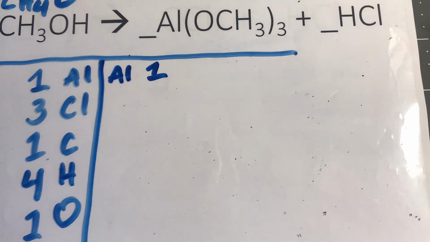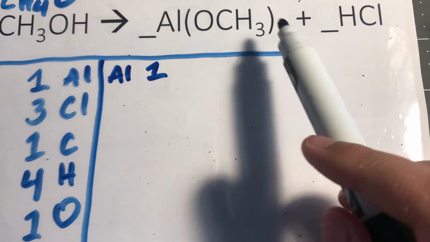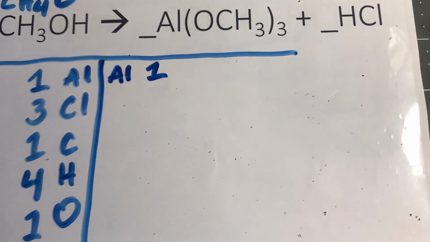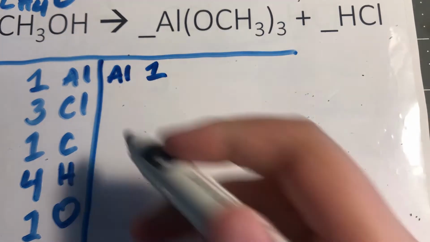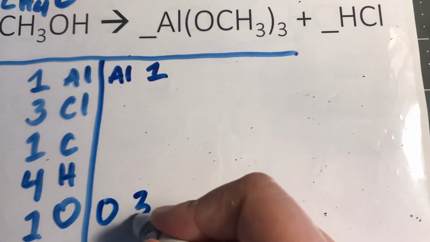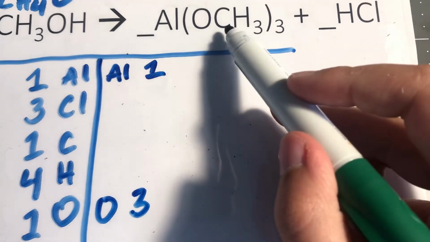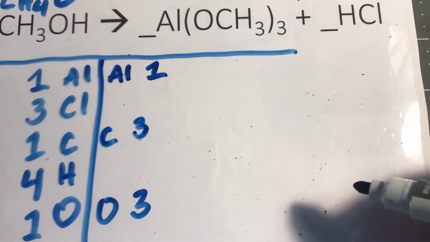How we're going to work with this 3 on the outside is we're going to distribute it to the innards to count how many atoms of each will be there as a result. So we'll have 3 oxygens. Oxygens, we got 3. We'll have 3 carbons. So already you can see that we're not completely balanced here.